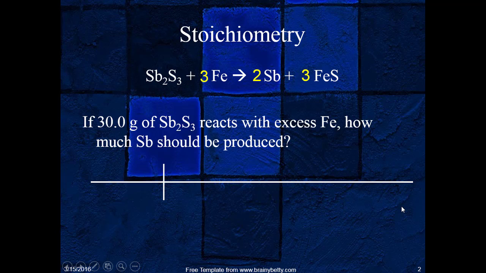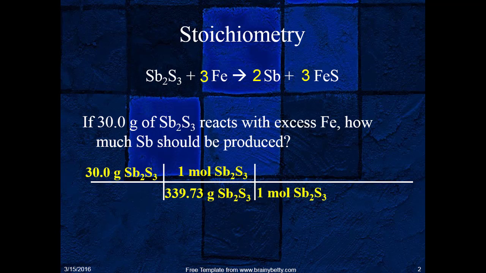Next, start with what you're given in the question. 30 grams of Sb2S3. We need to cancel those grams, so that means we'll need the molar mass. We'll need to add up 2 antimonies and 3 sulfurs for 339.73 grams. That's per mole. Then we need to convert moles of what we know to moles of what we want. So we look at our equation. There's 1 mole of Sb2S3 in the equation, and we're looking for how much Sb should be produced. And there's 2 moles of Sb in the equation.